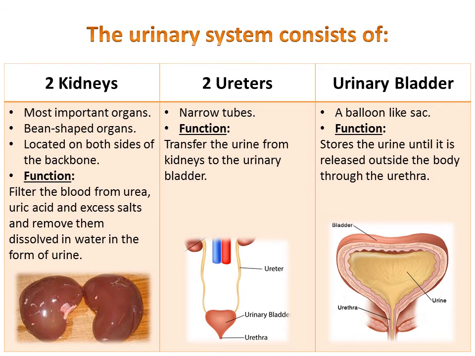Once the urine reaches the urinary bladder, I will start to store this urine inside the urinary bladder until the urinary bladder is completely filled. Once it's completely filled, I will feel that I want to go to the toilet, and I will go to the toilet, and the urine will pass down through a thin, short tube called urethra.